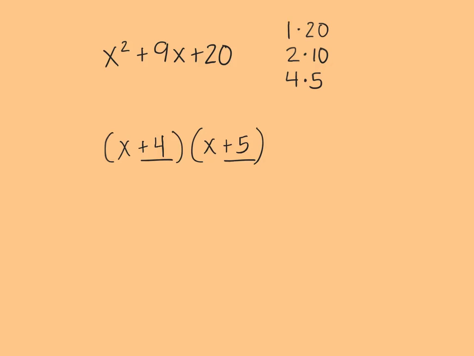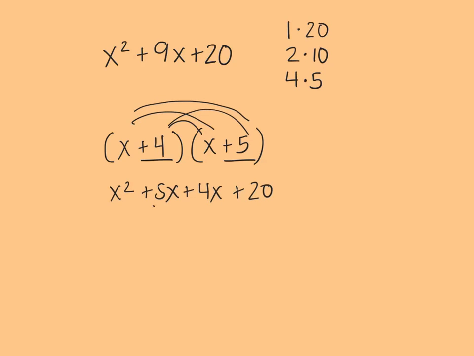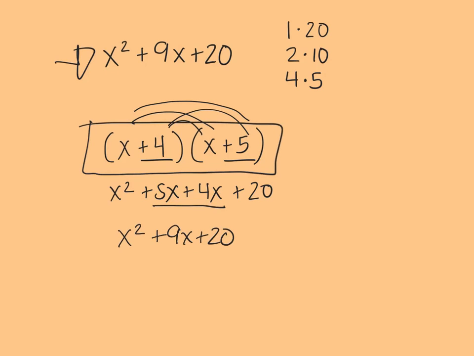Of course, we could always double check this to make sure that we get back to our original problem by multiplying it out. So I'd have x squared plus 5x plus 4x plus 20. These two combine. And yep, we get back to the original one that we started with. So we know that this is the correct factored answer. And that's really all there is to it today. We're just going to be focusing on factoring trinomials that follow this pattern.